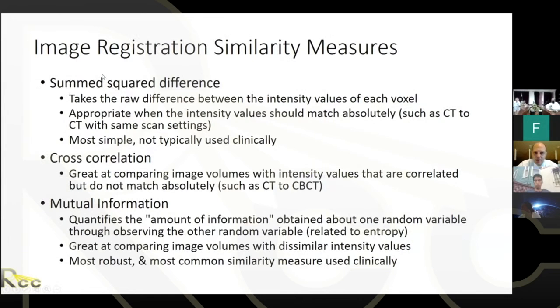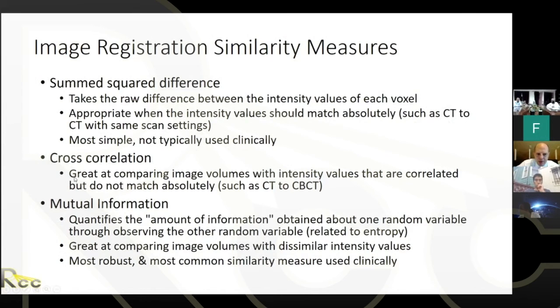So there are different types of similarity measures. This is maybe a little too much detail, but I think I have one of the questions on it, so I left it in here. One option is sum of squared difference. So basically, take the raw difference between intensity values. This is not typically used clinically. It's appropriate when the intensity values should match perfectly, like a CT to CT with the same scan settings, but it's not very robust.